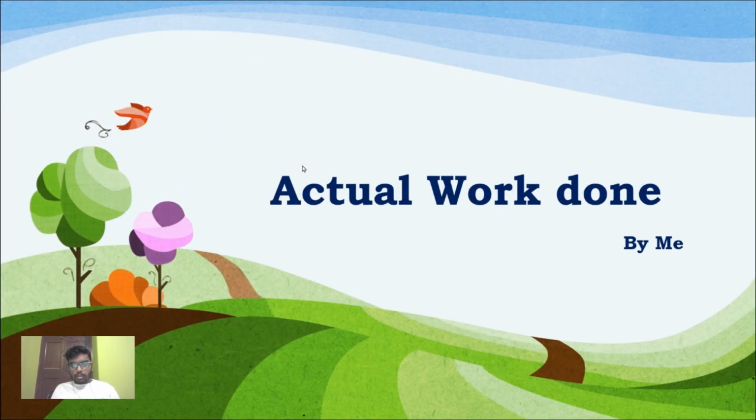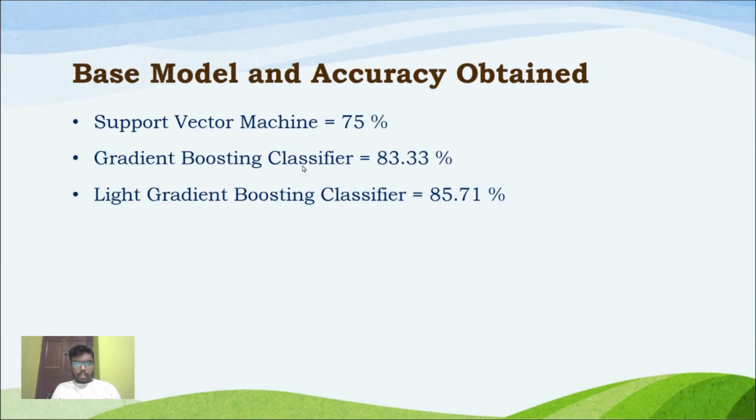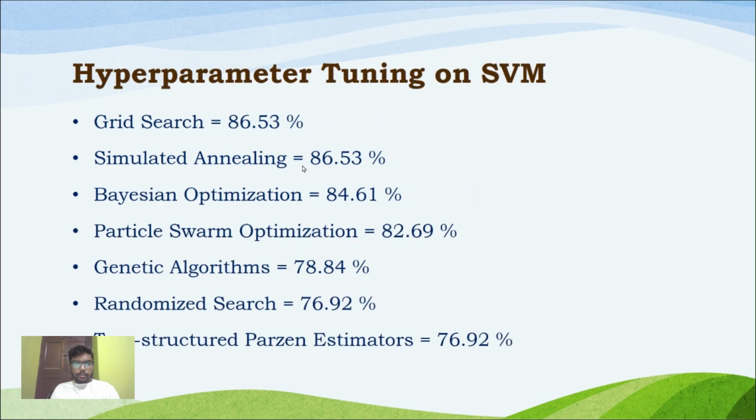Let's see what work I have done in my project. Base models and accuracy obtained. I used support vector machine, gradient boosting classifier, and light gradient boosting classifier as base models. In that, I achieved 75% accuracy in support vector machine, 83.33% accuracy in gradient boosting classifier, and 85.71% in light gradient boosting classifier.